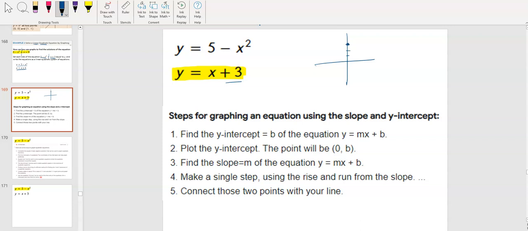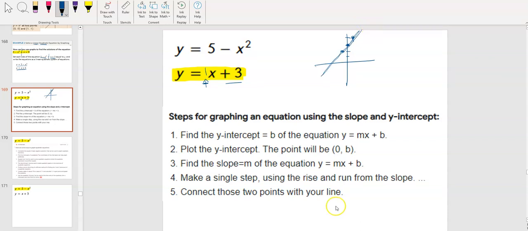Okay? Then I'm going to plot the y-intercept, which I did, and find the slope, which is m. Now my slope here is an invisible 1. So that means I'm going to go up 1 and over 1, and that's where my new point will be. Down 1 and back 1, and that's where my new point will be. And so if I was roughly sketching this graph, I'm going to get a line kind of like this. Okay? You're making these single steps and rising and runs and connecting the points within your line. That is how to graph, as a reminder, a linear equation.